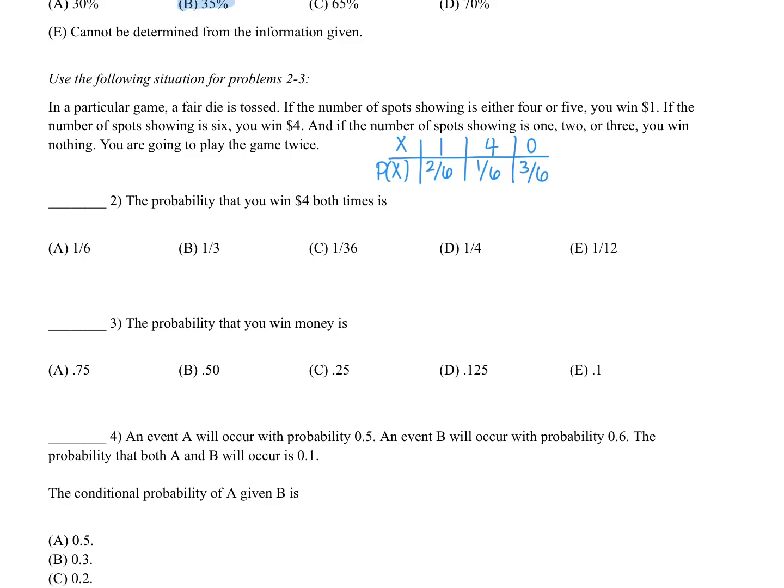So our first question is the probability that you win $4 both times. Since the probability that you win $4 is 1/6, and you're doing it twice, you just do 1/6 times 1/6, which gives you 1/36. The next question says the probability that you win money. So you win money if you get a 4, a 5, or a 6, so if you win $1 or if you win $4. So 2/6 plus 1/6, which is 3/6, which is 0.5.